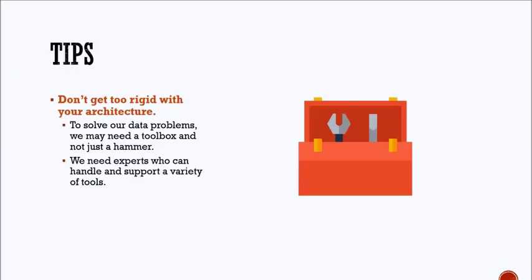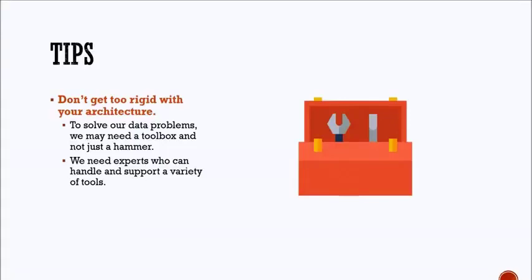Another tip, don't get too rigid with your architecture. So we talk about how data is becoming more complex. It's much more unstructured. It's coming at a faster rate. And we have to have a variety of tools to be able to handle some of this. So it's not that a hammer is going to work. It's got to be a toolbox, right? Several things that we may need to use. And sometimes the tool that we use depends on the type of problem we're trying to solve or how soon we need to get some insights out.